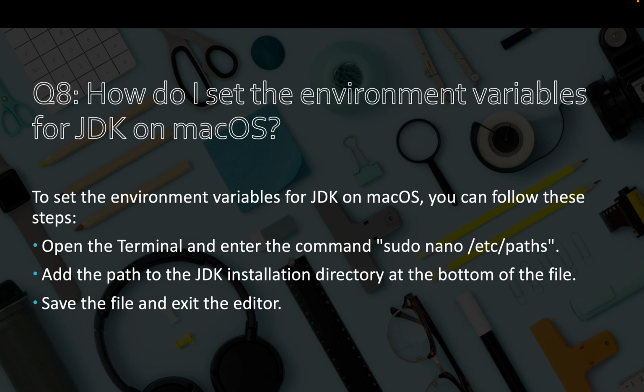Question number 8. How do I set the environment variables for JDK on macOS? To set the environment variables for JDK on macOS, you can follow these steps. Open the terminal and enter the command sudo nano /etc/paths. Add the path to the JDK installation directory at the bottom of the file. Save the file and exit the editor.